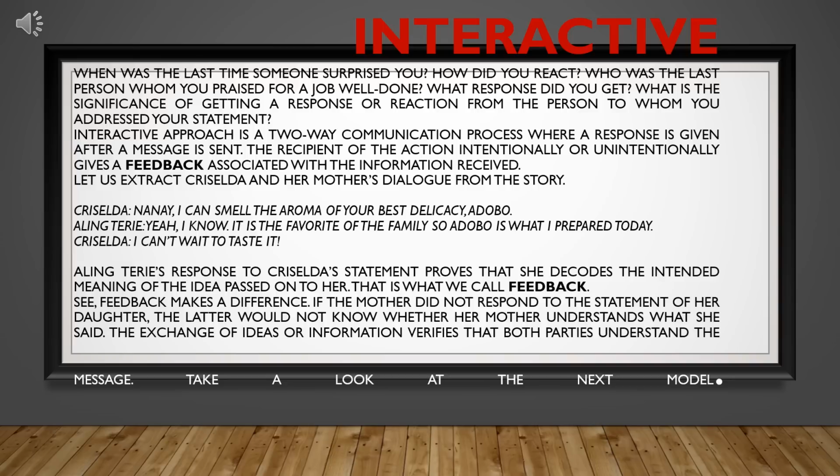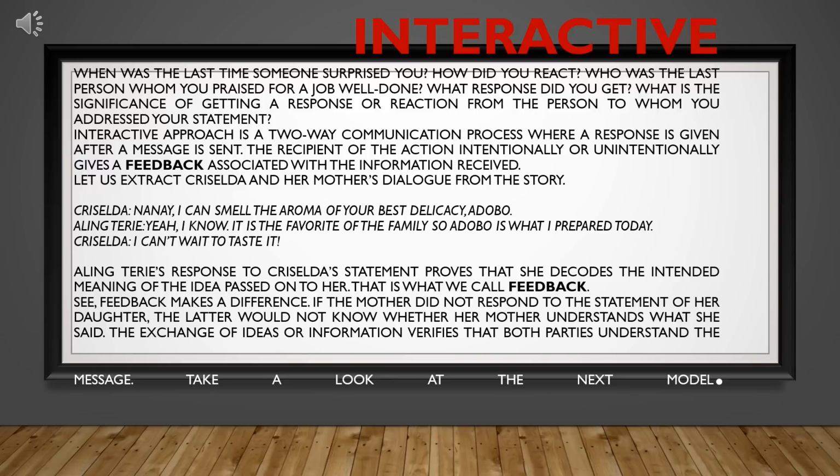Let us extract Griselda and her mother's dialogue from the story. Griselda: Nanay, I can smell the aroma of your best delicacy, adobo. Aling Tere: Yeah, I know. It is the favorite of the family, so adobo is what I prepared today. Griselda: I can't wait to taste it.